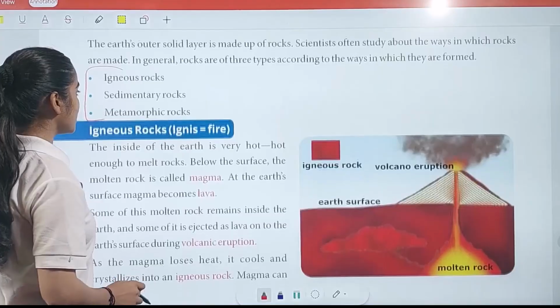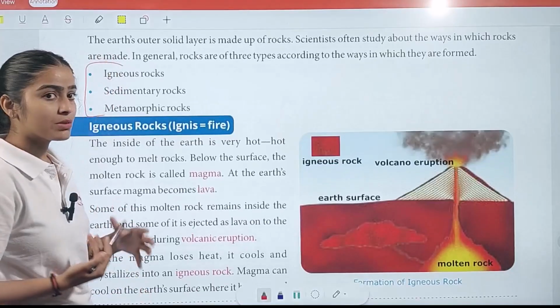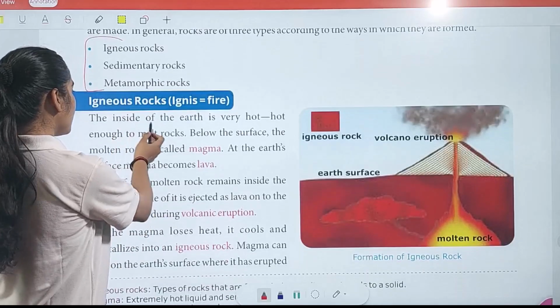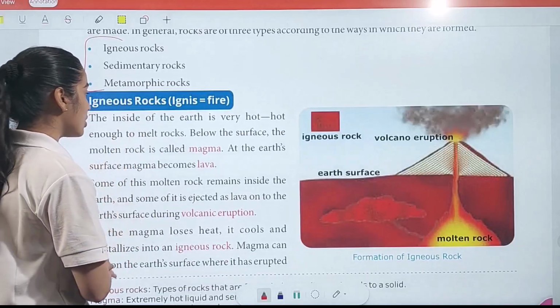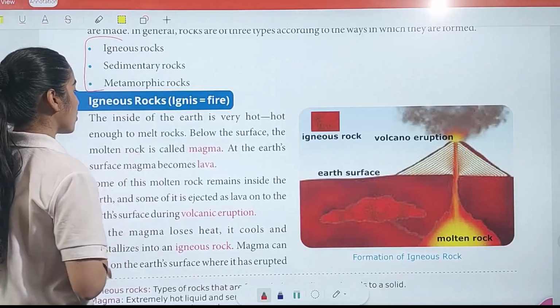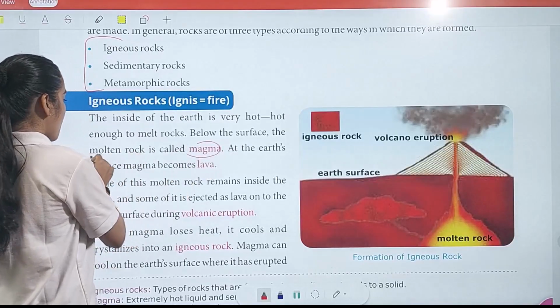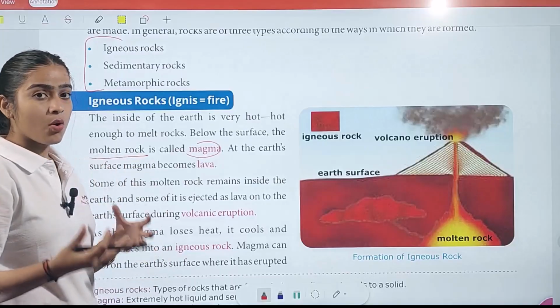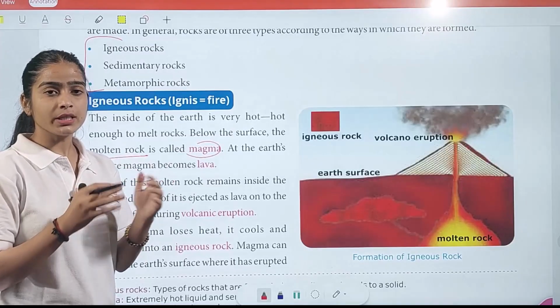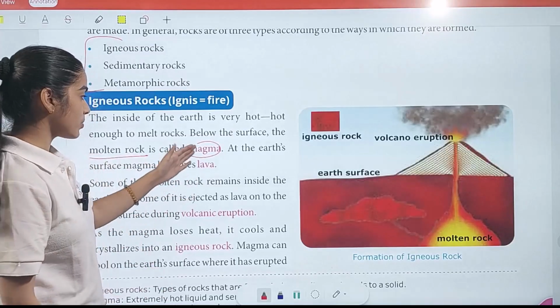The first one is igneous rock. As the name suggests, igneous means something fiery, something hot. The inside of the Earth is hot enough to melt rocks. Below the surface, the molten rock is called magma. Molten means hot, so much heat that the rock becomes liquid. That is called magma.